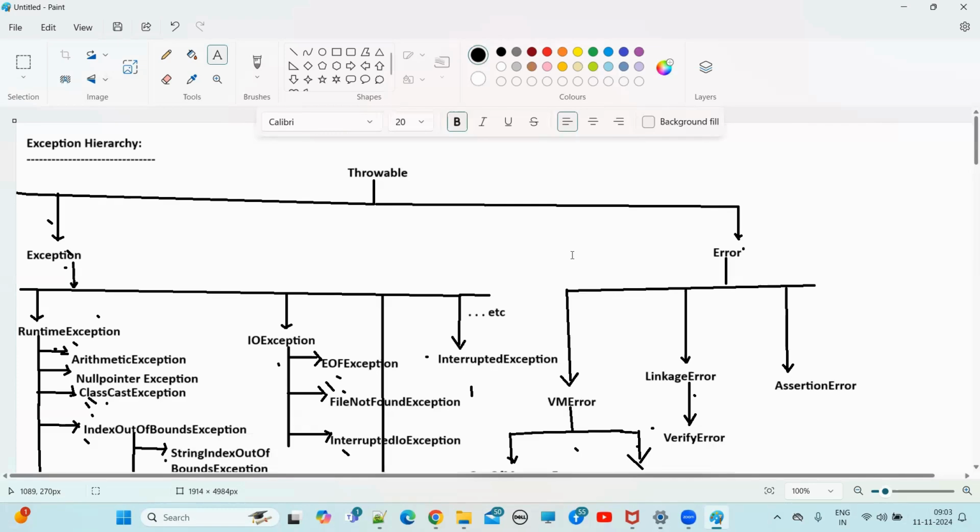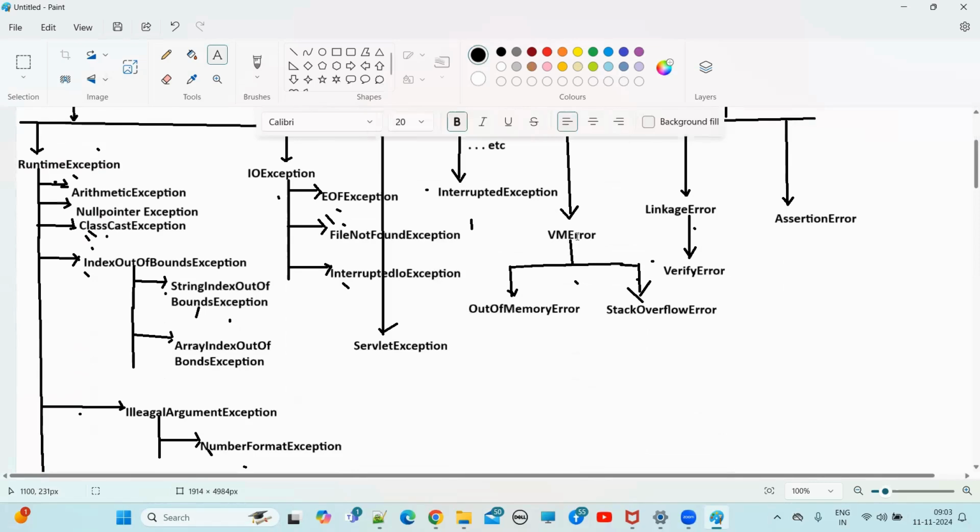So the Throwable class contains two child classes. One is the Exception class, another one is the Error class. Again, the Exception class has child classes. One is RuntimeException, another one is IOException, another one is ServletException, another one is InterruptedException. These are the direct child classes for the Exception class. Now we are going to discuss RuntimeException.